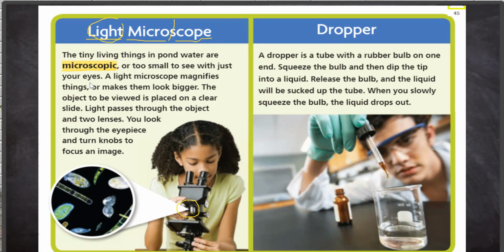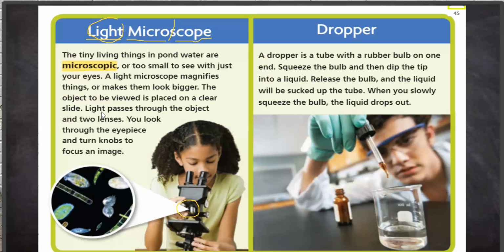A dropper is a tube with a rubber bulb on one end. If you squeeze this bulb, what will happen? Put the tip into a liquid, release the bulb and the liquid will be sucked up the tube. You know how to use a dropper, is that right, guys? Yes, I used that before. Okay, so good, great.